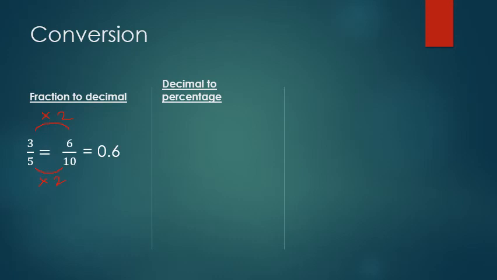Now converting decimals to percentage. When you convert a decimal to percentage, see, a decimal number 0.6 has been given. In percentage, only one rule you have to follow when you have a decimal in front of you: you are going to multiply it by 100. That's it. So 0.6 you multiply by 100, and you get the answer as 60, which you will write with the symbol of percentage. That's 60%. It's very easy.